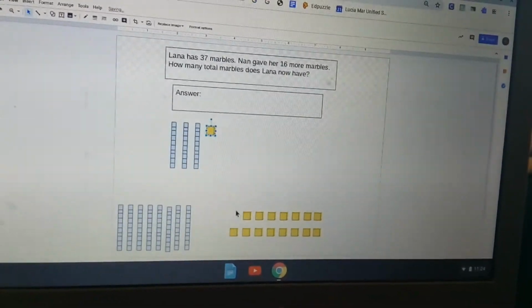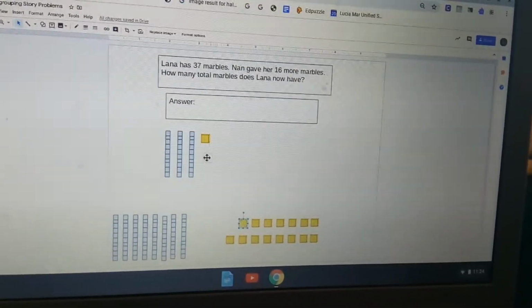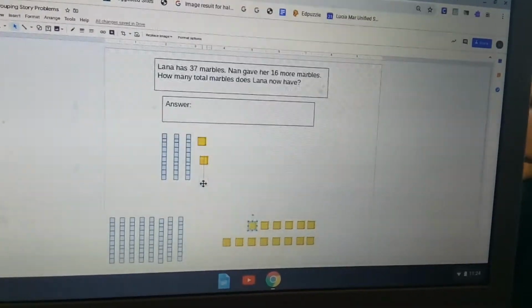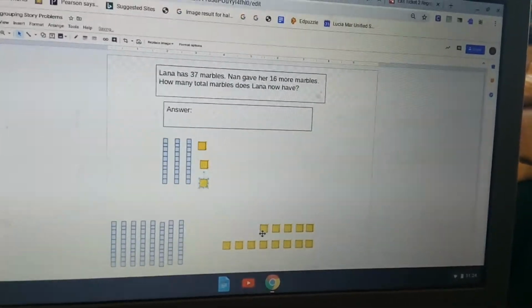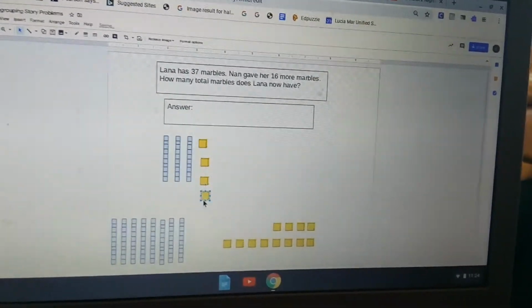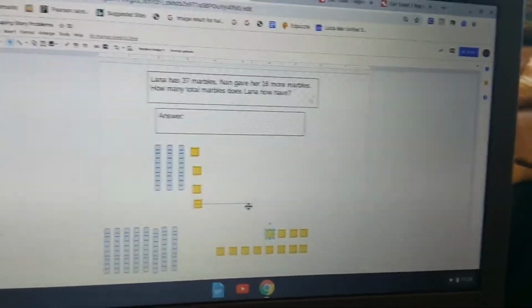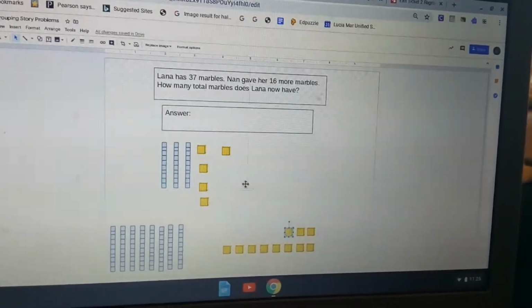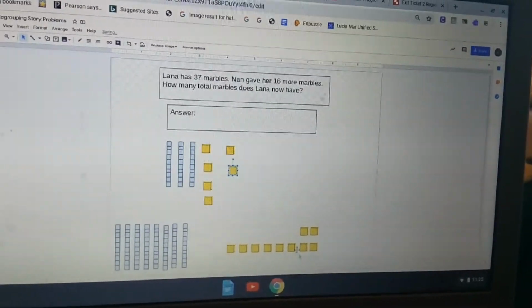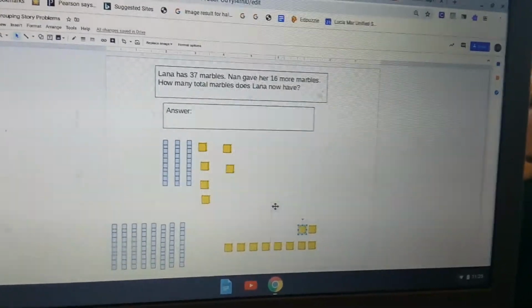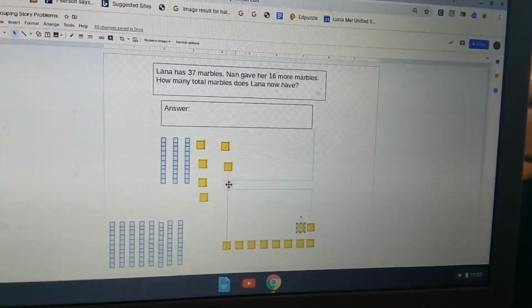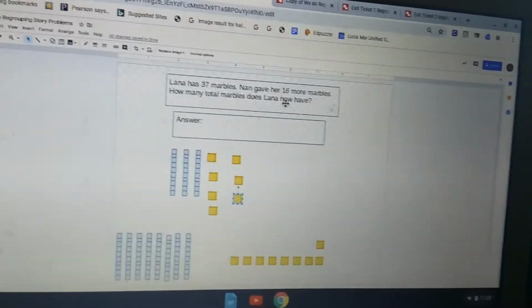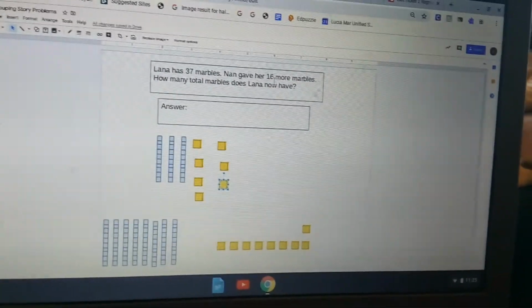1, 2, 3, 4, 5, 6, and 7. So we just built 37. Now let's take a look at our second number because Nan gave her 16 more.